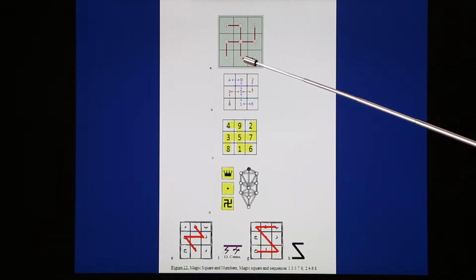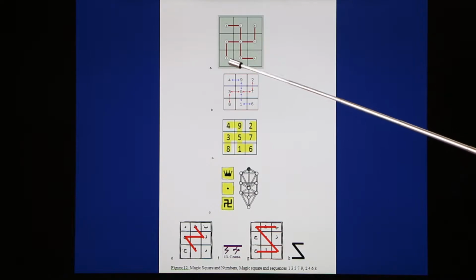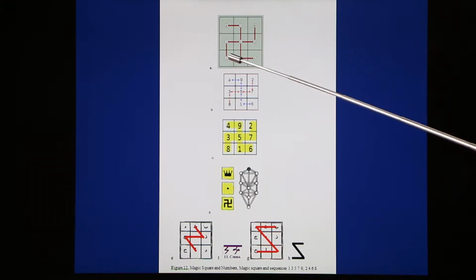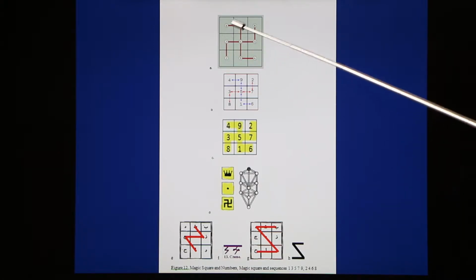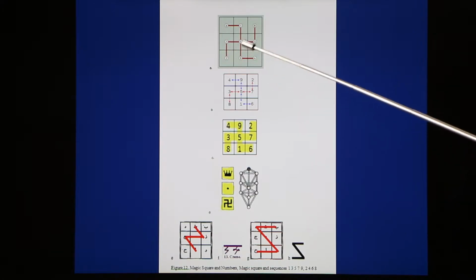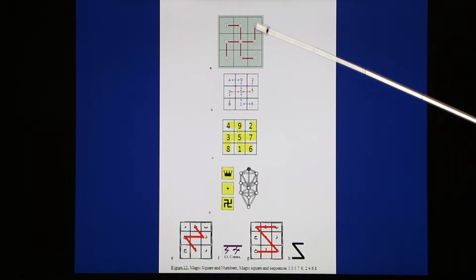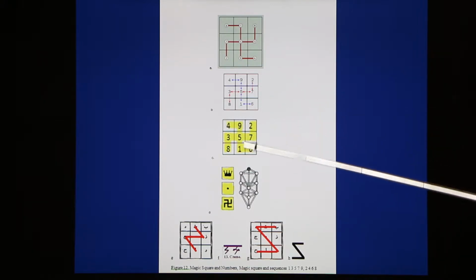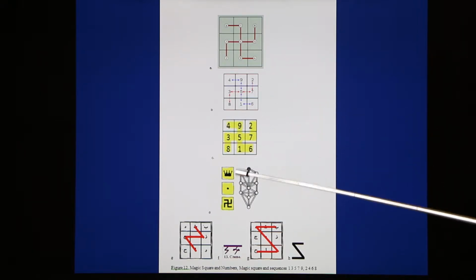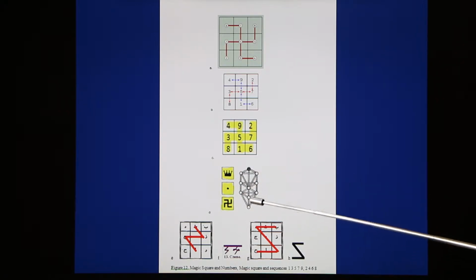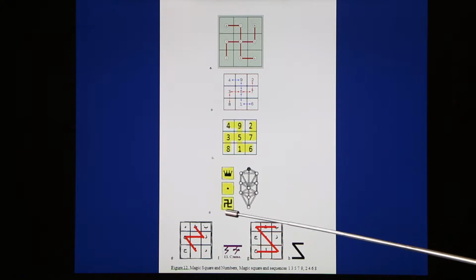5, 9, 2, 7. Well, I can do just 1, 5, 9, or I can go 6, 1, 5, 9, 4, and 2, 7, 5, 3, 8. Here's another way of doing it. I can highlight those. Then I can put those in relation to the Zephirot. And this becomes the crown, this becomes a dot, and this becomes a swastika.